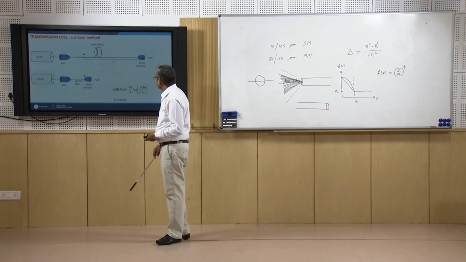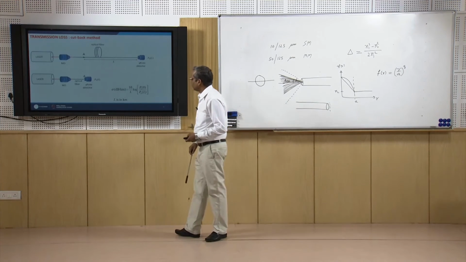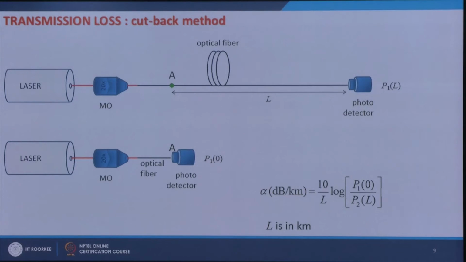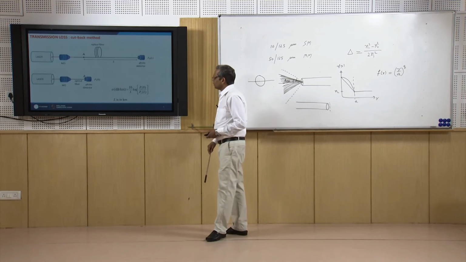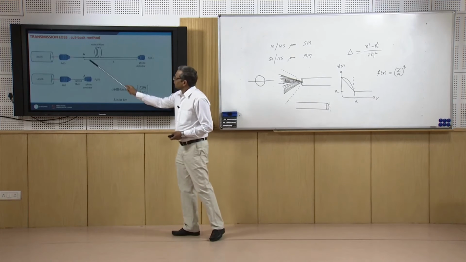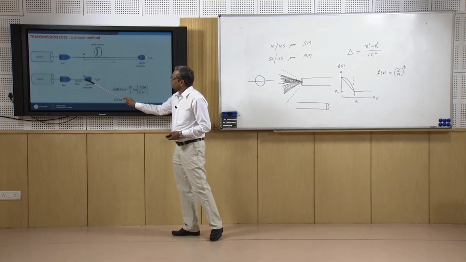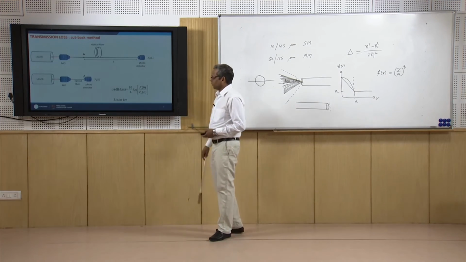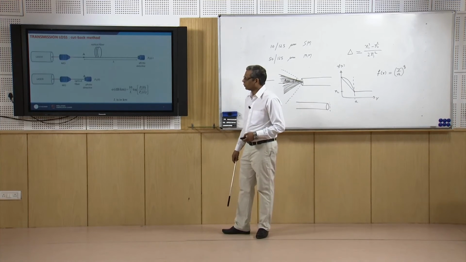So the loss in dB per kilometer can be defined as 10 over L, where L is the length of the fiber in kilometers, times log P10 over P1L. It should be P1L, it should be P10. So by measuring the power here and by measuring the power here, you can find out what is the loss coefficient.